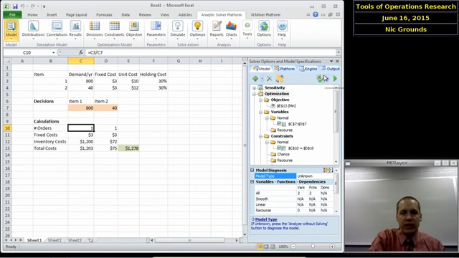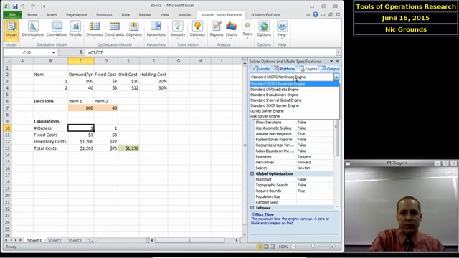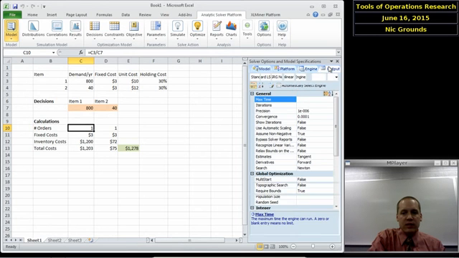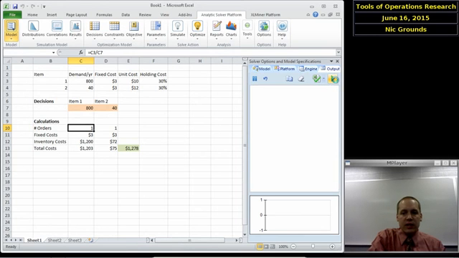All right, so from there I think we're ready to solve. I'm going to select that we want the nonlinear engine. So the LSGRG, the large scale generalized reduced gradient nonlinear engine, and then we don't have to automatically select one. So solve.